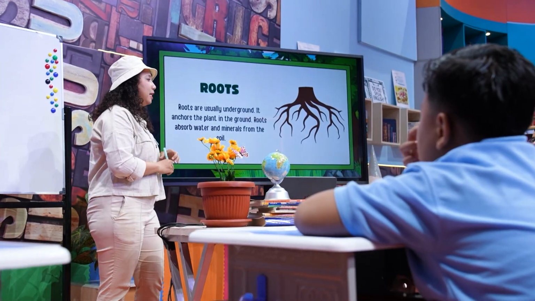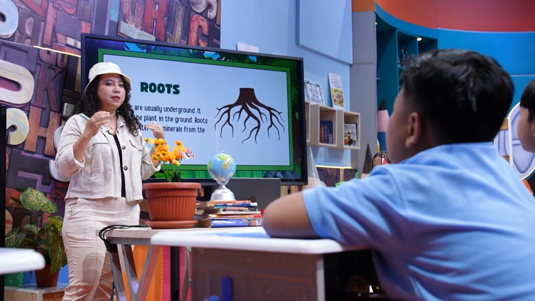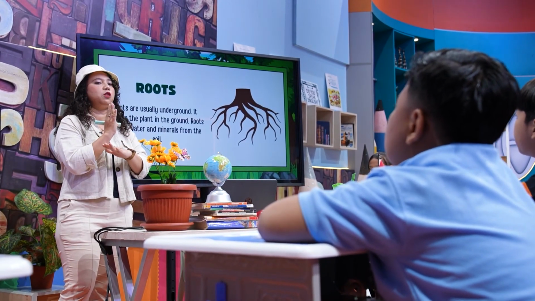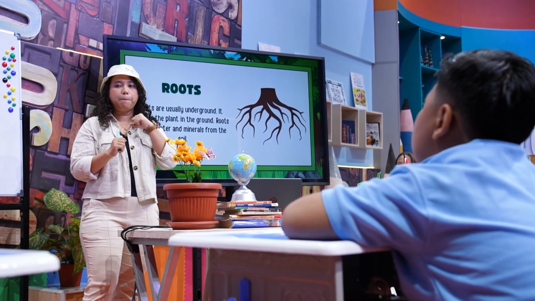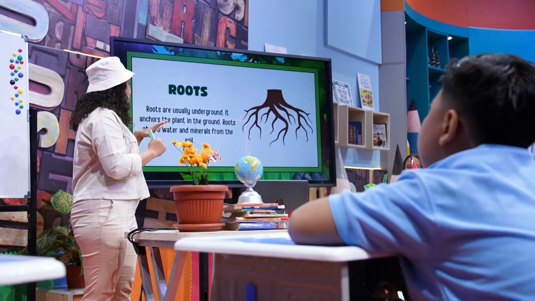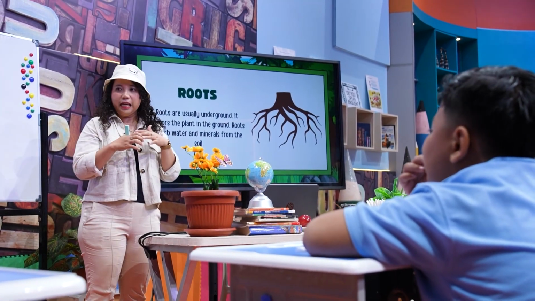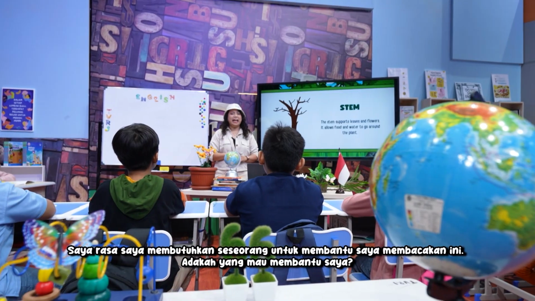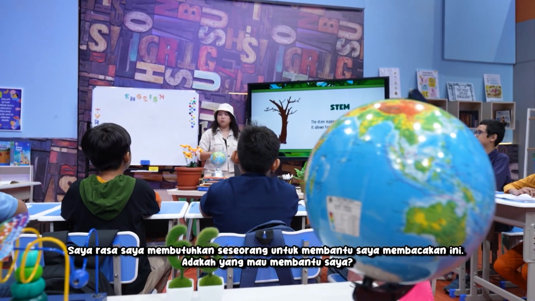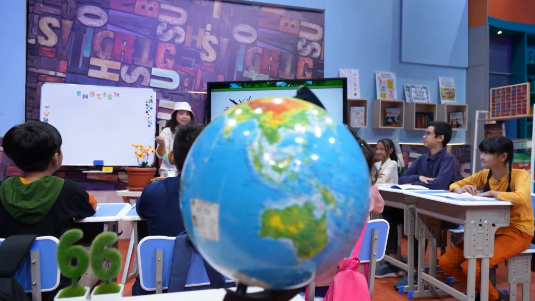Jadi fungsinya akar terhadap tanaman adalah untuk membuat tanaman itu bisa berdiri tegap. Selain itu, dia yang menyerap mineral, kemudian juga menyerap air dari bawah tanah, ya, dan menyebarkannya ke seluruh bagian tanaman tersebut. I think I need one volunteer to read this one. Anyone can help me?